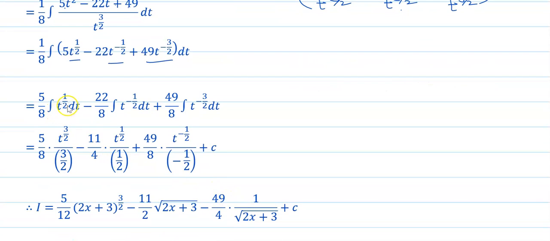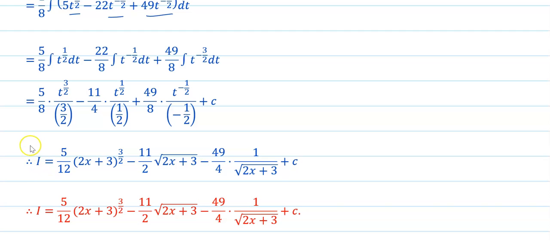Now the next integral is easy. t raised to 1 upon 2, its integral means what? t raised to 3 by 2 upon 3 by 2. 22 upon 8 means what? 11 by 4 into t raised to minus 1 upon 2, its integral is t raised to 1 upon 2 upon 1 upon 2, plus 49 upon 8 t raised to minus 3 by 2, its integral is t raised to minus 1 upon 2 upon minus 1 upon 2, plus c. Okay, and hence the answer now.